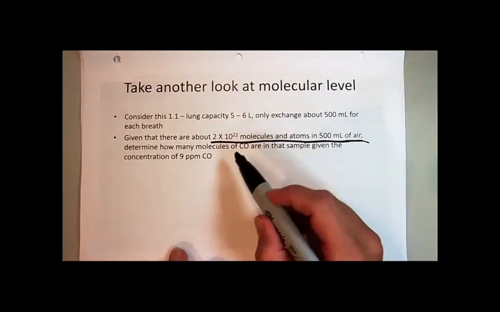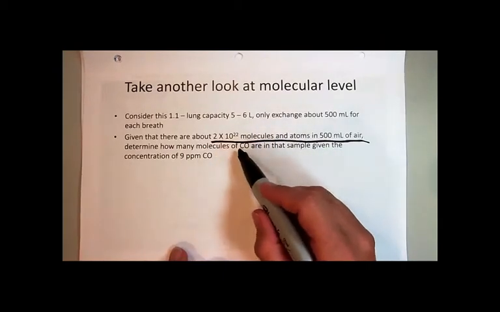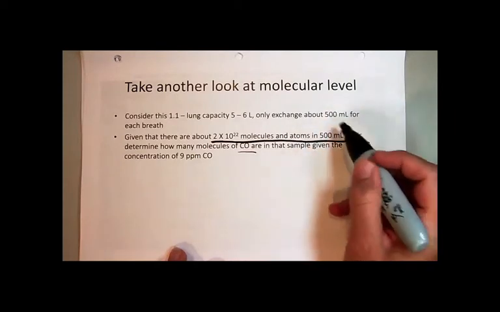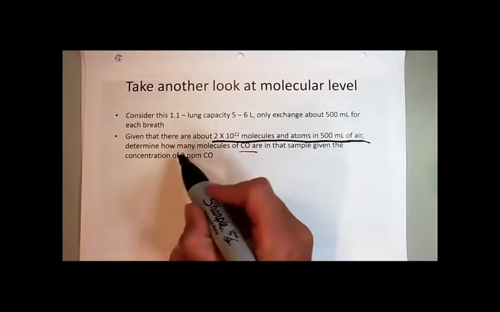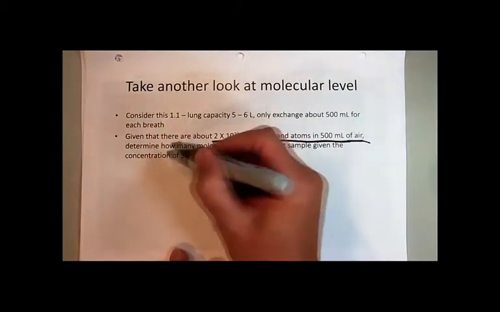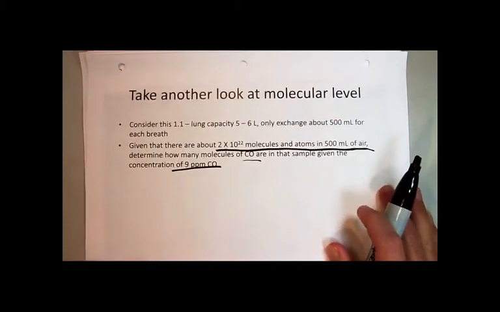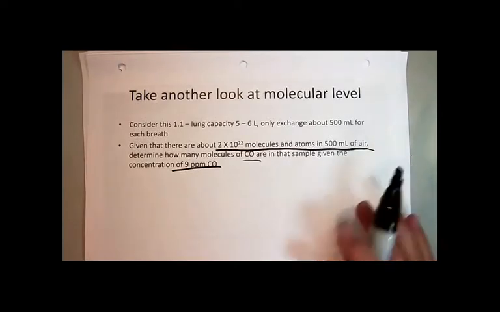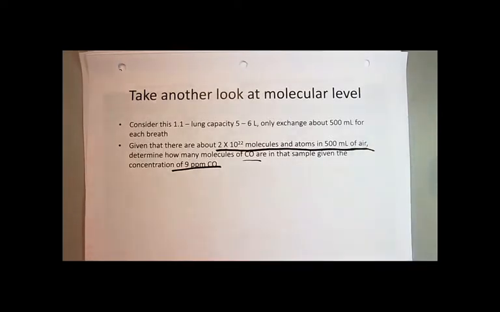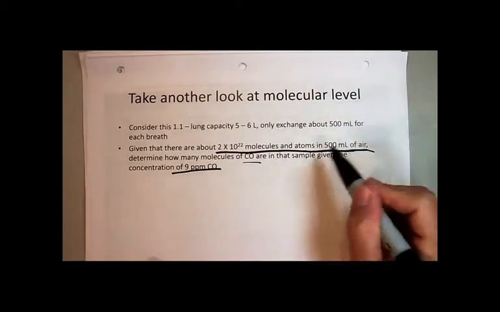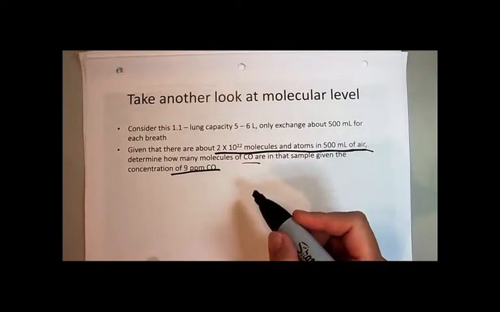So then the question here is to determine how many molecules of carbon monoxide would be in that particular sample if the concentration of carbon monoxide was 9 parts per million. If you have 9 parts per million carbon monoxide in a breath, how many molecules of carbon monoxide would be present in that 500 milliliters of a breath? How are we going to figure that out?